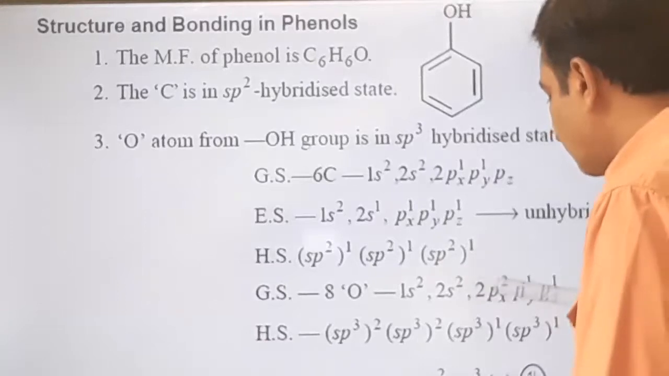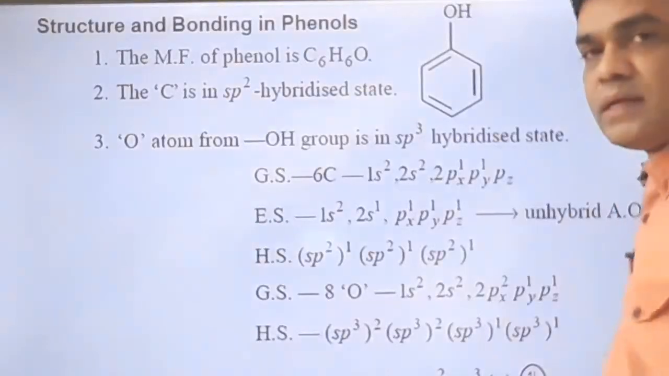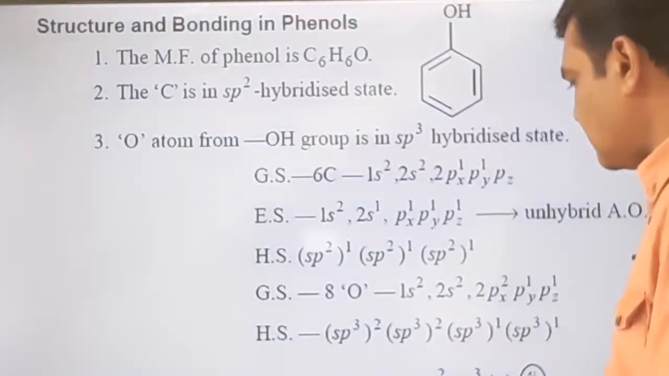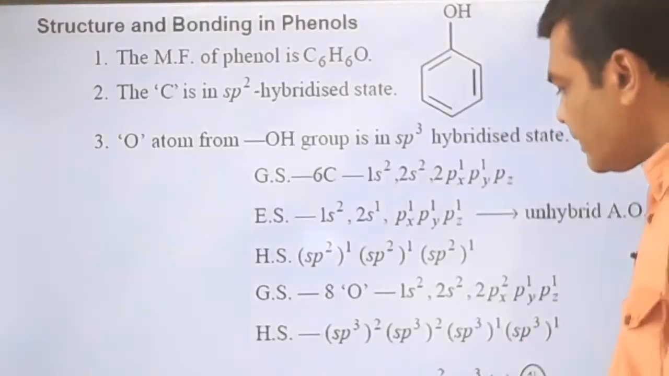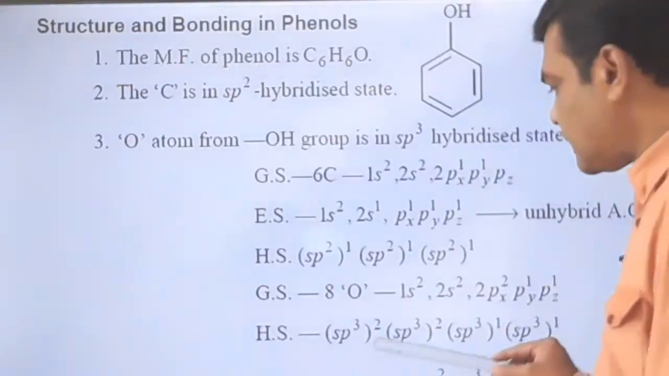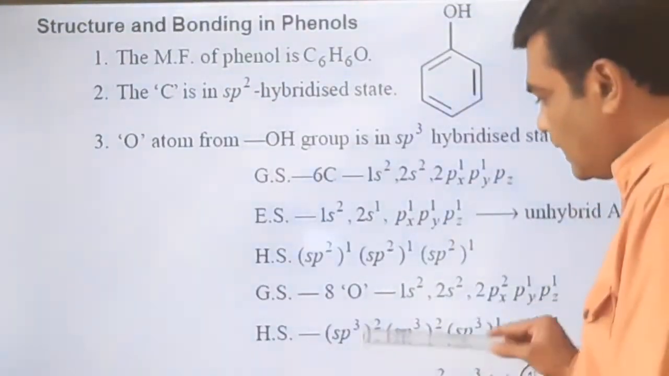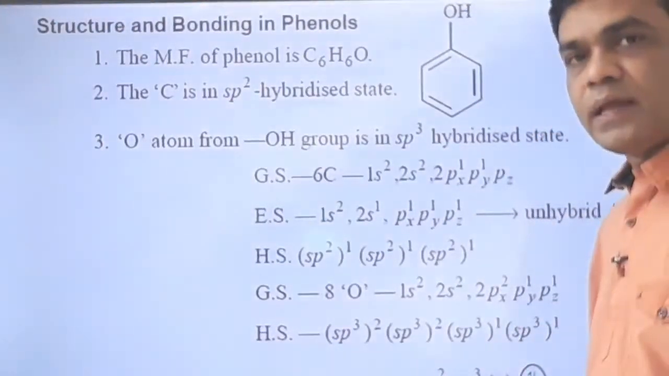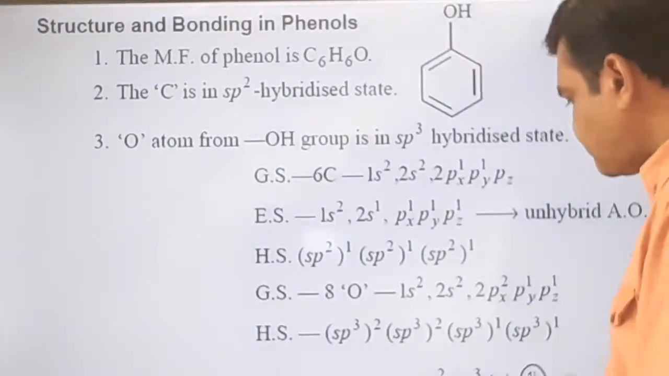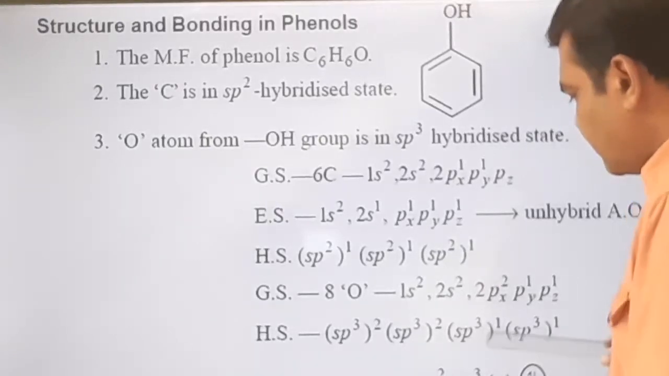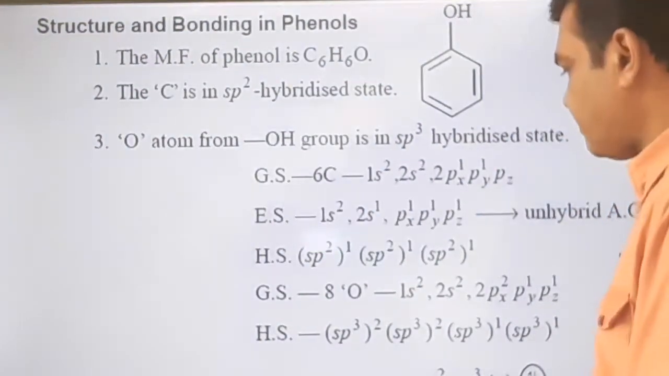And as the total number of electrons is 6, 2s, 2px, 2py, 2pz, total contains 6 atomic orbitals, 6 electrons. So these 4 sp3 hybrid orbitals will have the electron distribution like this: 2, 2, 1, 1, total is 6. It means these 2 sp3 hybrid orbitals having 2 electrons are doubly occupied, meaning paired, while these sp3 hybrid orbitals having a single electron contain unpaired electrons.